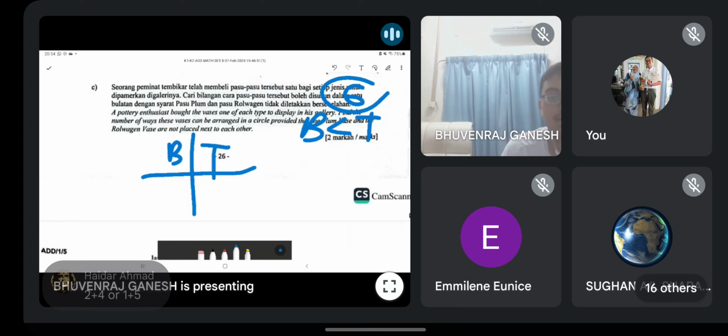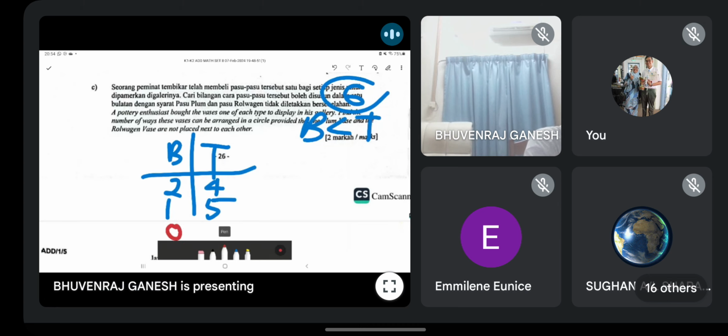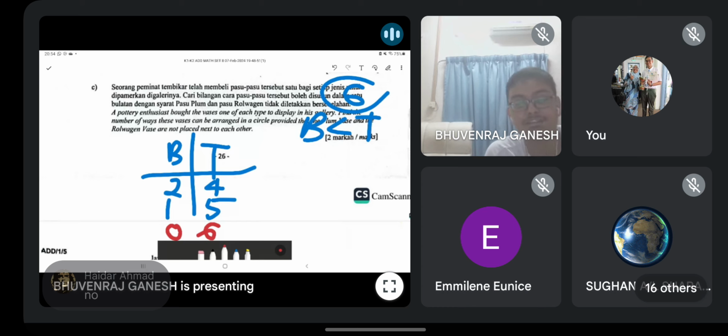How many B, how many T? Yeah, very simple lah. 2, 4, 1, 5. Can I say 0 guys? Boleh tak saya kata 0, 6? Why? Why cannot? Mengapa tak boleh? Yes, 2 tier, very good. If you have 0 at the bottom, maksudnya tak wujud.